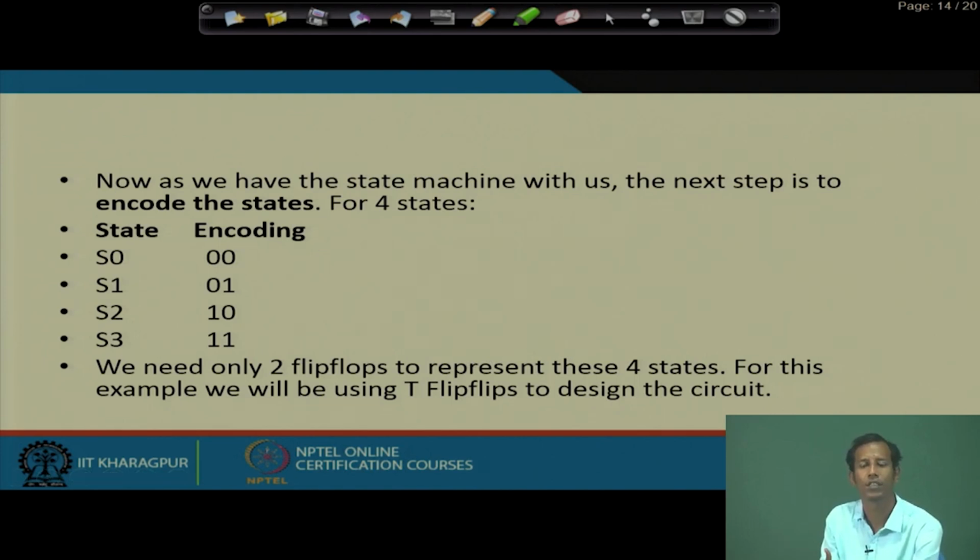Now, if I have to detect a sequence of 5 bits, there will be 5 states at that time, and 5 states means we have to consider 3 flip flops for designing the corresponding circuit. For this example we will be using T flip flops for designing the circuit. Now, how do we know what logic will implement this particular sequence detector?